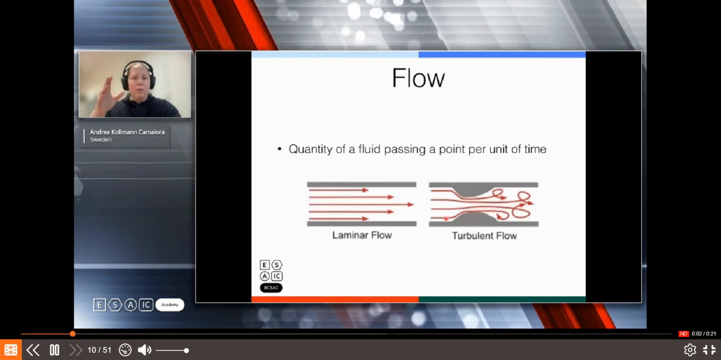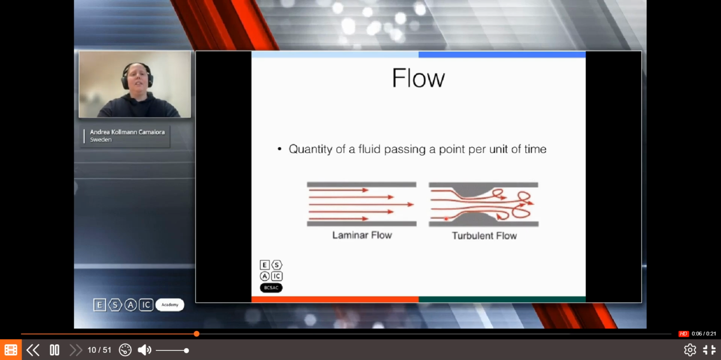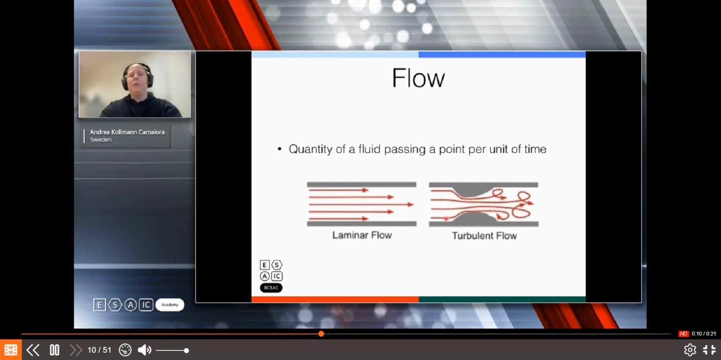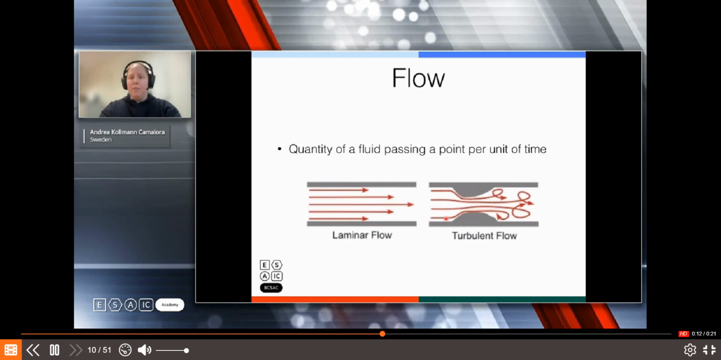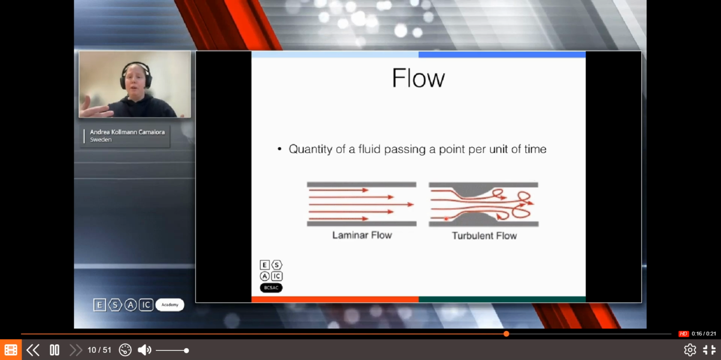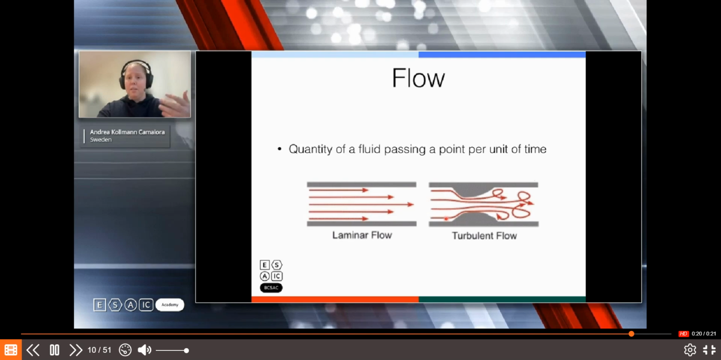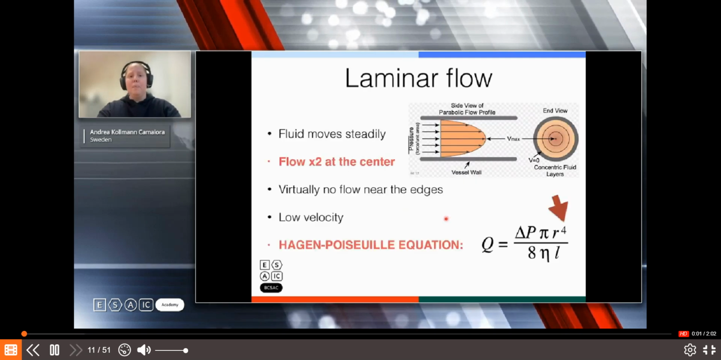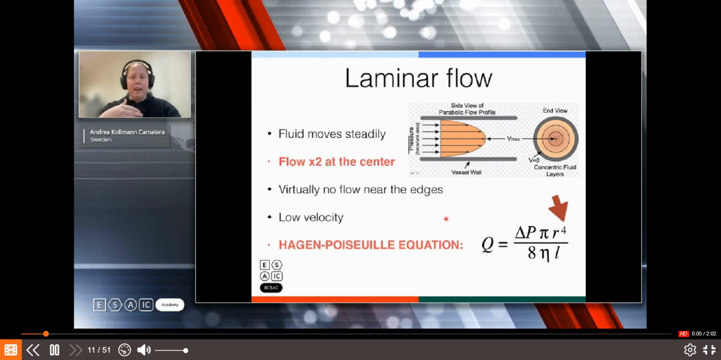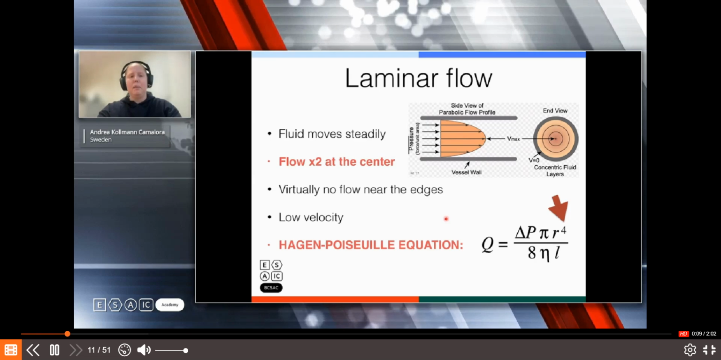Then we're going to move into flow. This lecture is a lot of little concepts joined together. Flow is the quantity of fluid passing a point per unit of time. The flow can be of 2 types. We can have laminar flow and we can have turbulent flow. And we're going to describe them. So laminar flow moves steadily. It is the flow we like. It's not the one that creates a lot of turbulence, as the turbulent name describes.